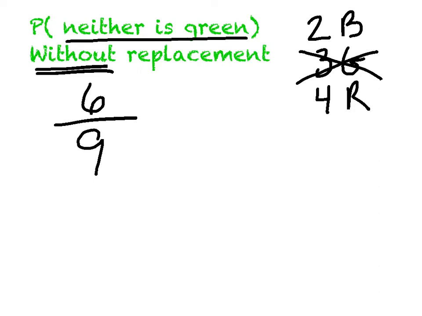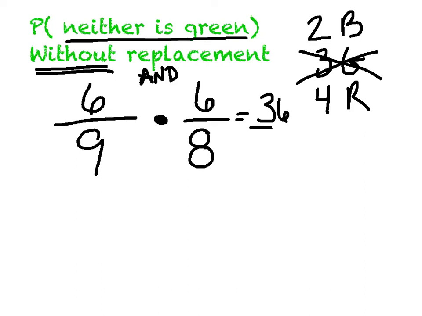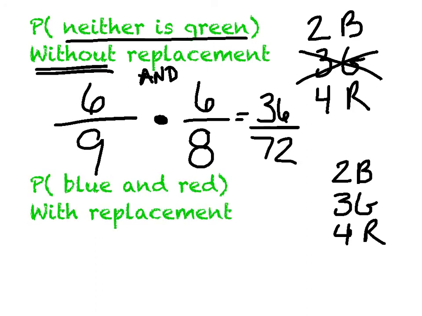Okay, so neither. So the first one's not green, and the second one is not green. So "and" is telling me to multiply. Now, do you still have 9? Did you put it back in the bag, or did you keep it out? Well, it said without replacement. So I don't have 9 anymore. I should have a total of 8. Okay. And if I'm not green, again, that's going to be a 6 out of 8 for a 36 out of 72.